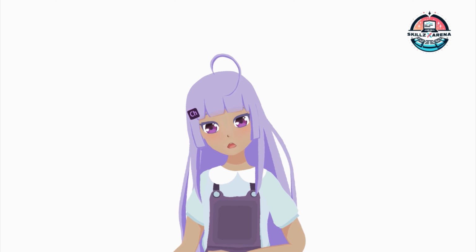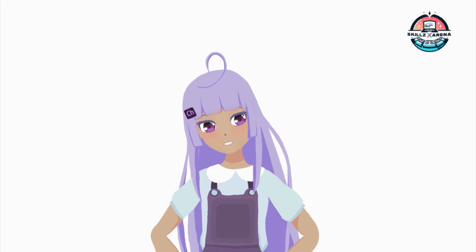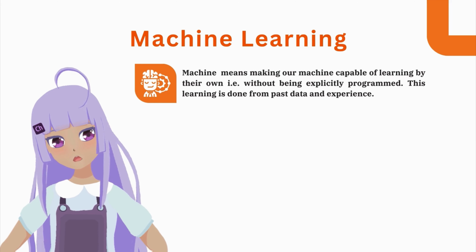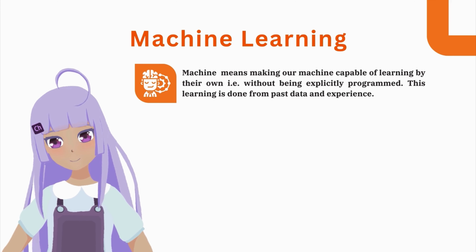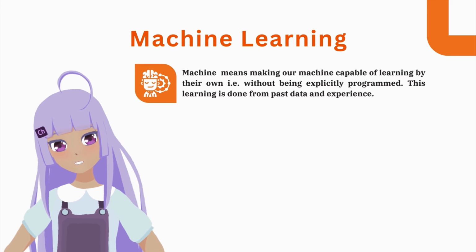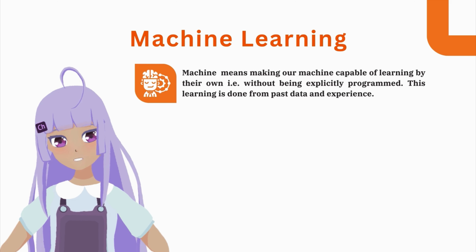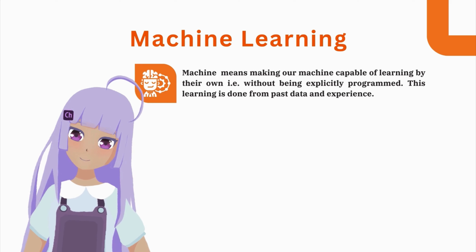Let's discuss the relation between these two, and before actually discussing the relation, I first want to discuss machine learning, like what exactly machine learning is in a very brief sense. So machine learning means making our machine capable of learning on their own. On their own means without being explicitly programmed, and this learning happens based on the past data and experiences which we need to feed to our algorithm.